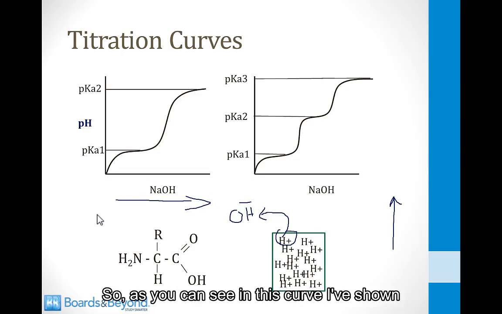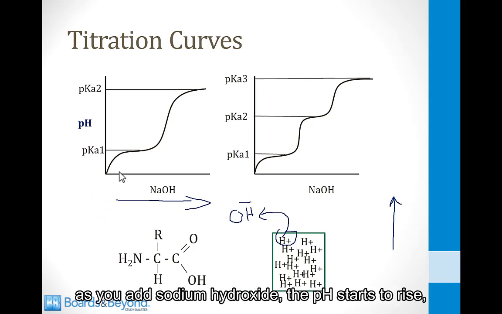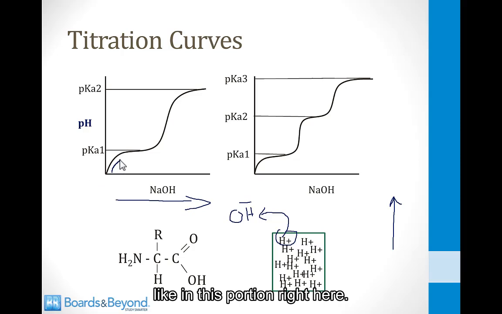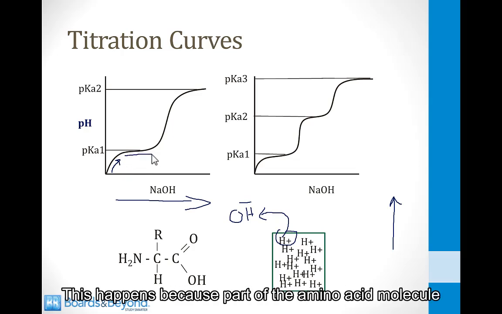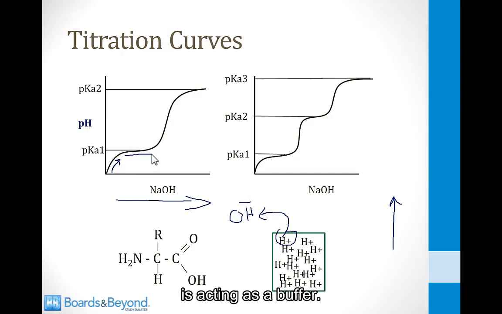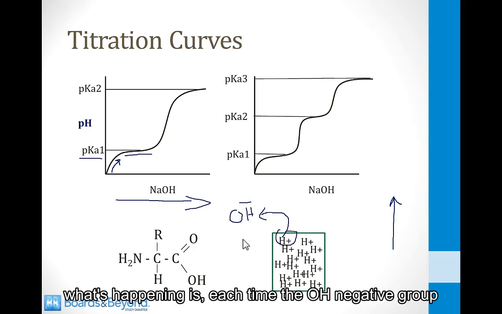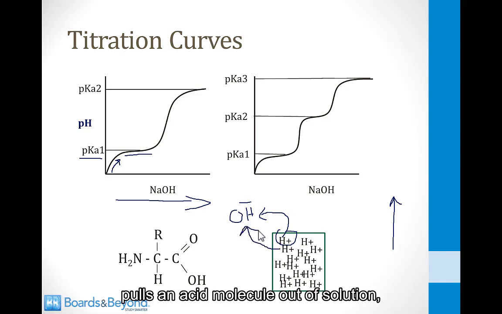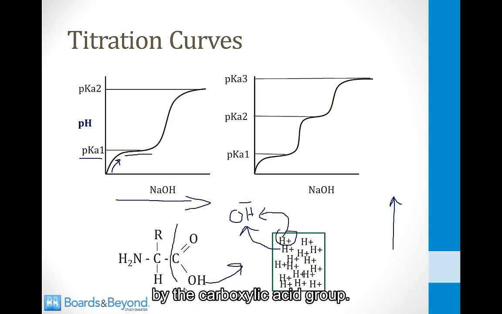So as you can see in this curve I've shown on the left side of the screen here, as you add sodium hydroxide, the pH starts to rise, like in this portion right here. However, when you reach the pKa of one of the parts of the amino acid, the curve starts to flatten out. Why does that happen? This happens because part of the amino acid molecule is acting as a buffer. In the case of the low pKa here, what's happening is each time the OH negative group pulls an acid molecule out of solution, that acid molecule is given back to solution by the carboxylic acid group.